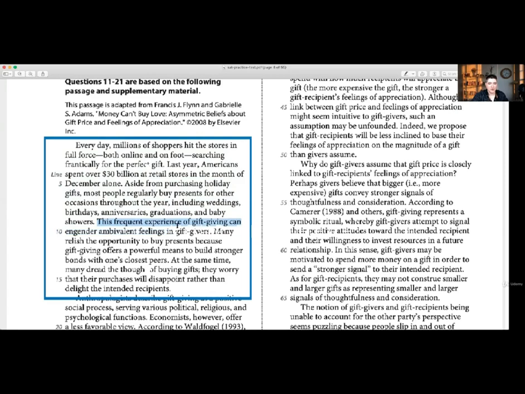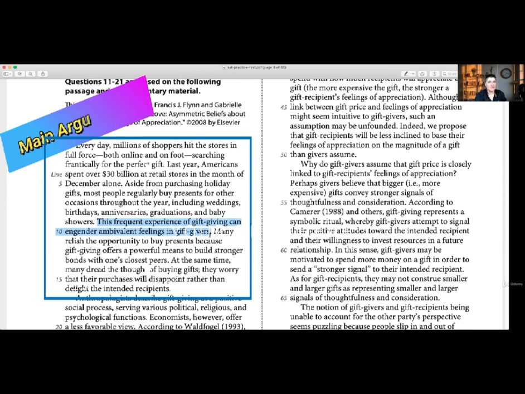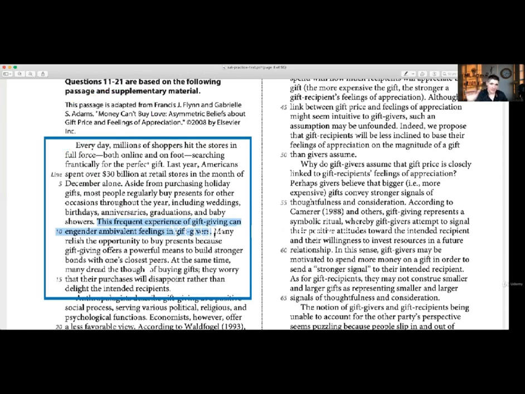This frequent experience of gift giving can engender ambivalent feelings in gift givers. Now we have something that is more like an argument, so it's not just statistics, but we have an argument that actually buying all these gifts creates ambivalent, meaning contradictory, feelings in the people who buy the gifts. And now we're going to see a development of this idea.